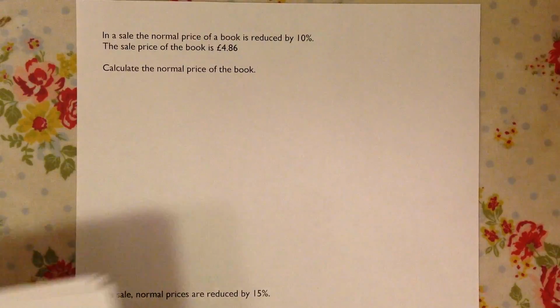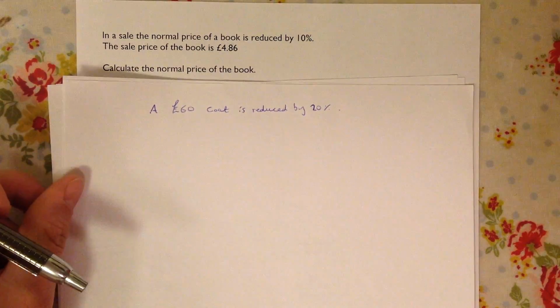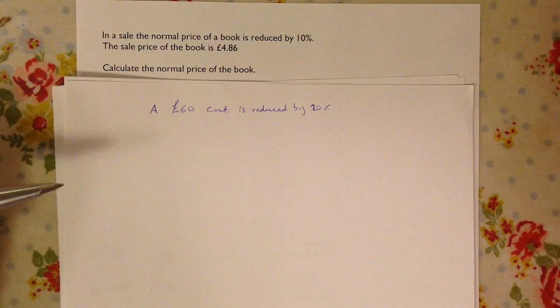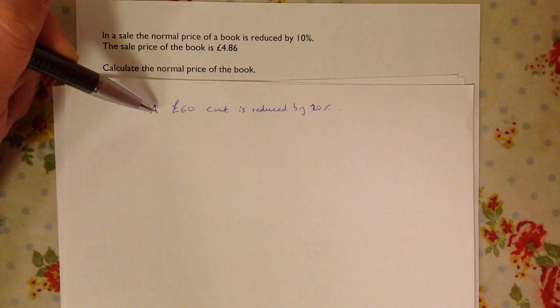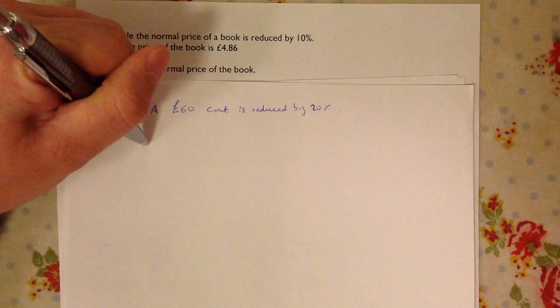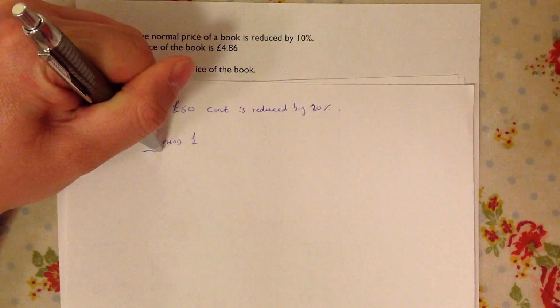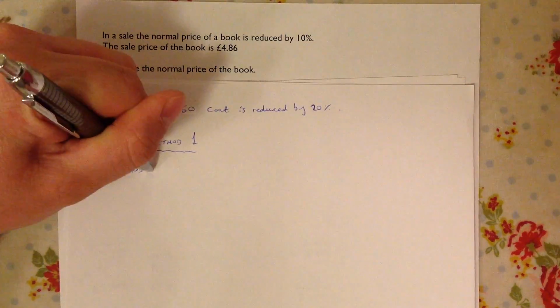Before we get there, I think it's worth reminding ourselves, I've written a quick question here, on how we can approach a normal percentage question, because the reverse percentage question is going to be based on the premise of doing the opposite to what we do here. So I've just written out quickly, a £60 coat is reduced by 20%. So method one would be how we can solve this mentally, and that would be find 10%.